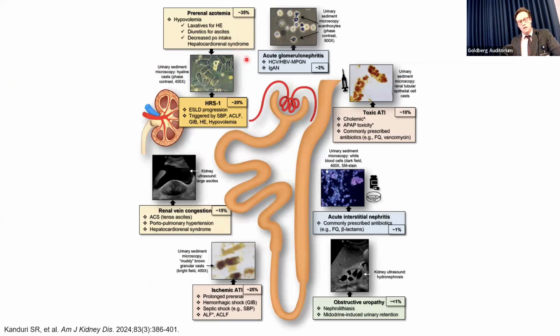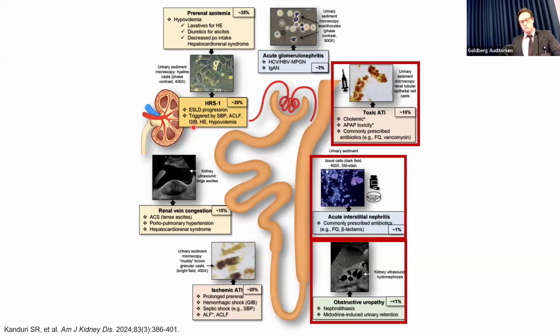So the more common ones are the glomerular nephritides, prerenal azotemia, obviously HRS, and ischemic ATN, which we'll spend a lot of time talking about. I think in general, most of us are familiar with this. I won't spend a lot of time talking about these etiologies outside of this slide.